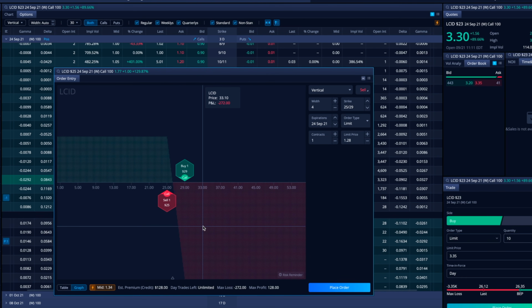But on the other side, if it goes against us, we may have to get out of this position either at the max loss, or we could get out of this position a little bit earlier so we don't have to hit that max loss if we don't think it's going to go our way before the expiration.